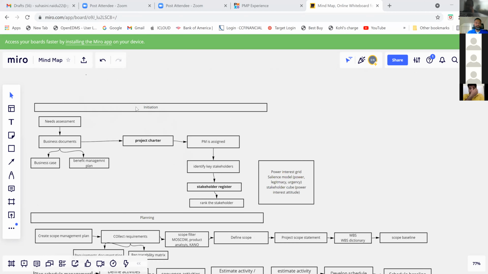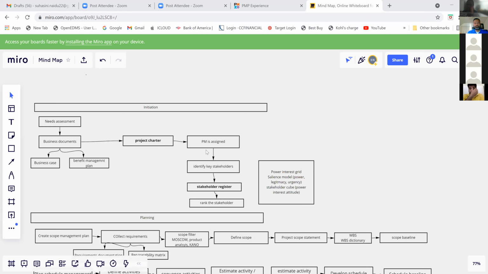So we start with initiation and then we have needs assessment, and from needs assessment we make business documents. Business documents are business case and benefit management plan. Again, business case is divided into business need and cost benefit plan. Once the business document is approved, we create a project charter.